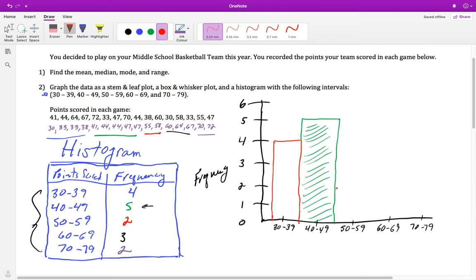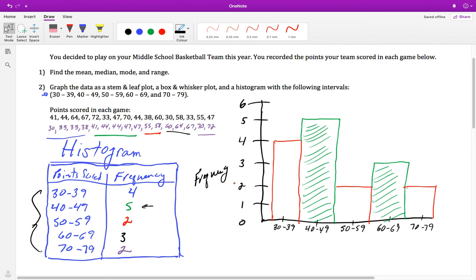Our next one was 2, so I'm going to go ahead and draw 2 for my next bar. And then the next frequency was 3, so between 60 and 69, it's going to be 3, so I'm going to go ahead and draw my bar there. And remember, since it's a histogram, they are touching, they're not discrete like a bar graph. And then the last one here, I'm going to draw 2 for the frequency for that interval, 70 to 79. All right, and that is my histogram.